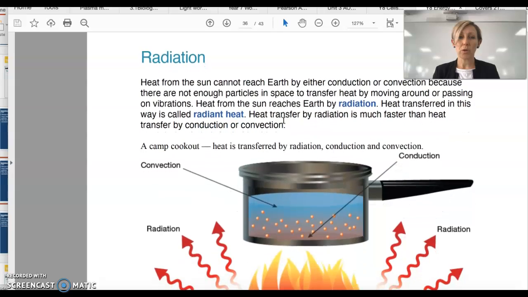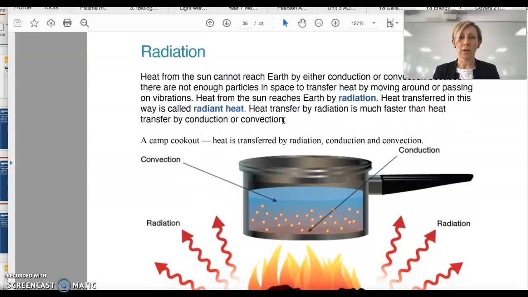Notice that when we talk about conduction and convection, we're talking about particles. The transfer of thermal energy from one particle to the next in conduction, and the movement of particles based on their density and the amount of heat energy in convection. Now, radiation is the type of thermal energy transfer that does not rely on particles, which is why we can get heat energy from the sun in the absence of particles. So through the relative vacuum of space, the radiation can reach Earth from the sun.